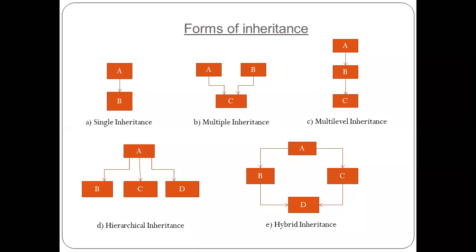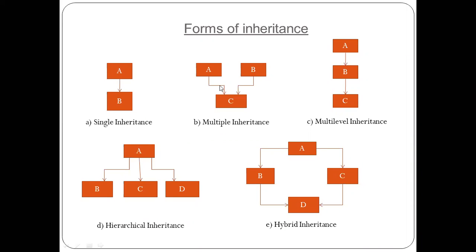Now, one by one, single inheritance. The example is a parent and child, or a staff member who deals with a student, interacting with them. It has one base class and one derived class. Suppose I'm interacting with one student: that one entity A will be my base class, and B will be my derived class.